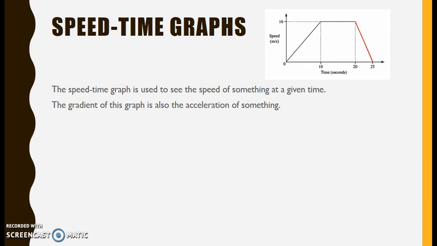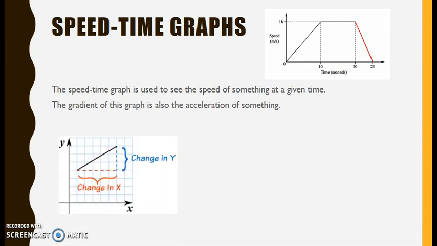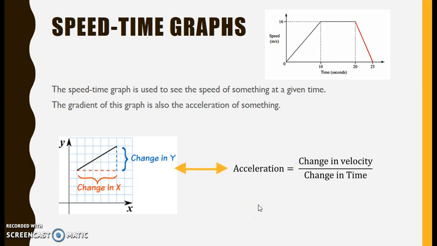Alright. Next one, we're going to be learning about speed-time graphs. A speed-time graph is used to see the speed of something at a given time. The gradient of this graph is also the acceleration of something. Before, the gradient of the graph was the speed or velocity. Now it is the acceleration. How? Let's see. Acceleration is the change in velocity over change in time. So if this is speed and this is time, it becomes change in velocity over change in time. It's the same thing. Alright, let's move on.